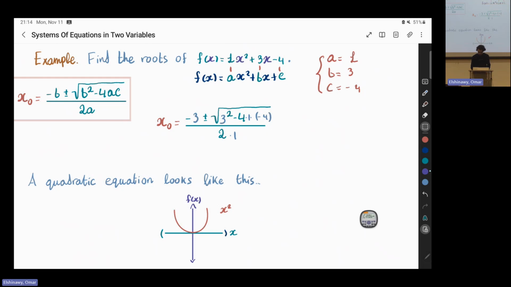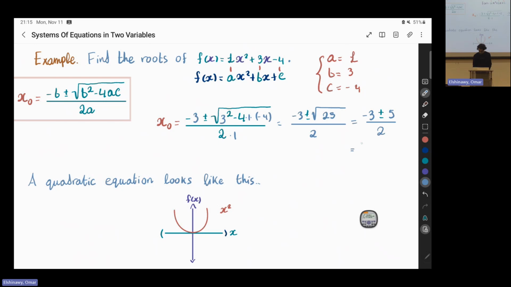So if I try to simplify this, I get -3/2 plus the square root of 3 squared, which is 9. Then 4 times -4 is -16. So minus -16 plus 16. Now 9 plus 16 is 25. And the square root of 25 is 5. But this is plus or minus. So this is very important. Don't forget the plus or minus.